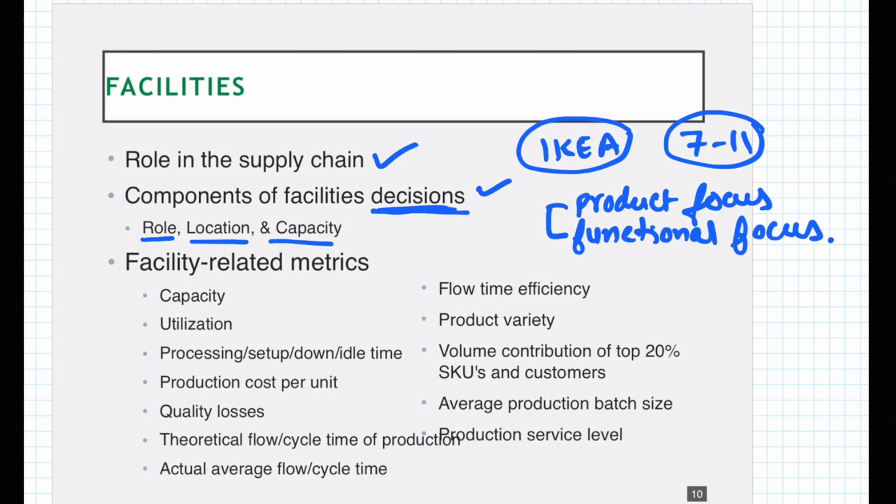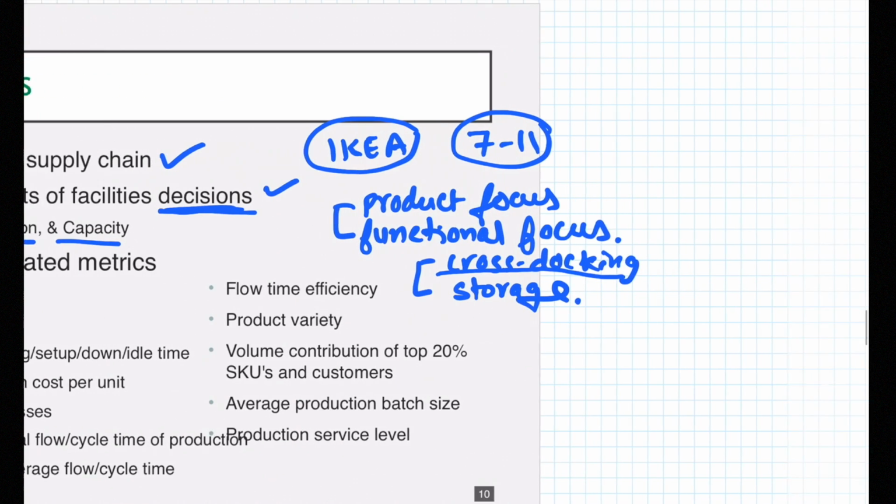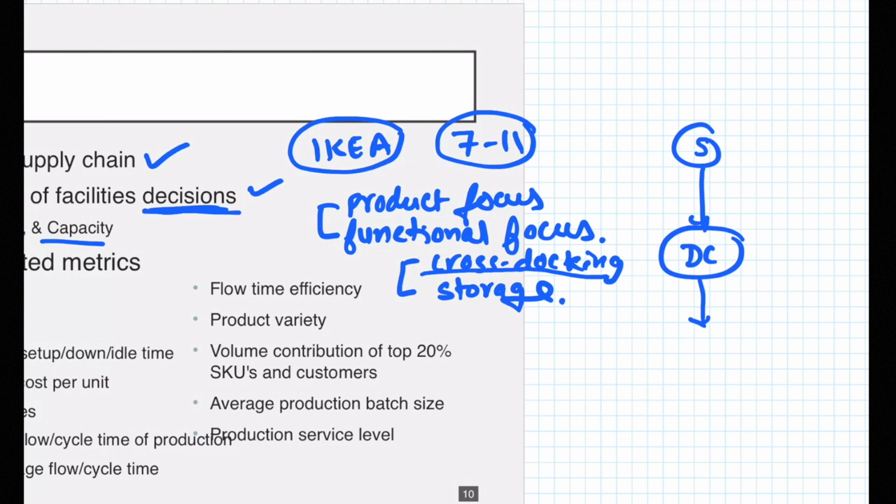Similarly, when deciding about the role in relation to being a warehouse or a distribution center, decisions may involve whether it will be a cross-docking facility or a storage facility. In a cross-docking facility, the inbound trucks that come from various suppliers are unloaded and the product is broken into smaller lots, and then outbound trucks carry those products to various Walmart stores, or they can be warehouses where products can be stored.